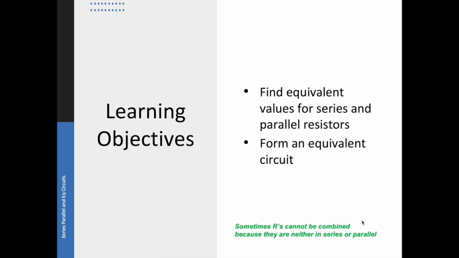Okay, so in this video we talked about finding the equivalent values for series and parallel resistors, and we talked about how to form an equivalent circuit. One takeaway to remember is, sometimes a given pair of resistors may not be in either series or parallel, so they can't be combined.